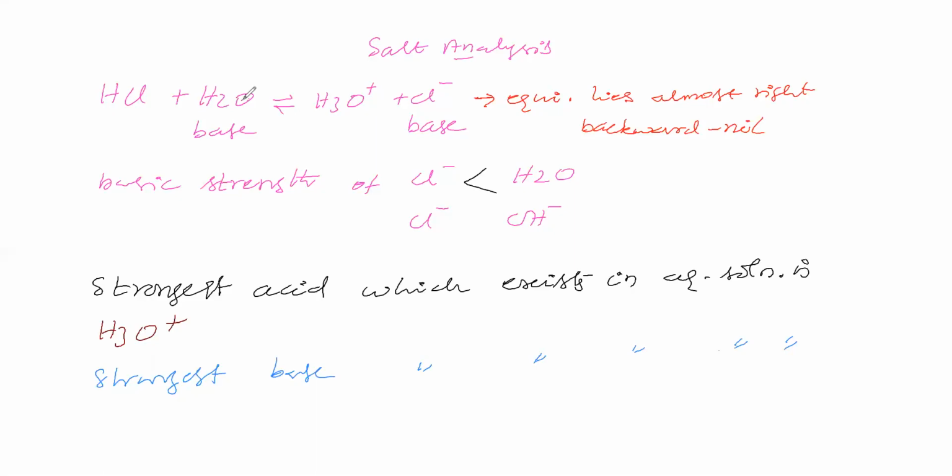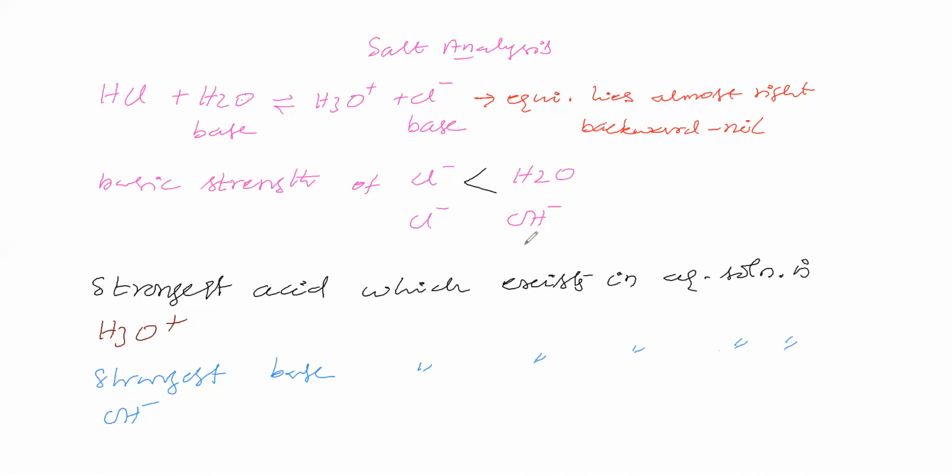So an example of a strong base is sodium hydroxide. If we dissolve it in water, it will exist as Na plus ions and OH minus ions. Potassium hydroxide will exist as K plus ions and OH minus ions. Like this, cesium hydroxide will exist as Cs plus ions and OH minus ions. Therefore, name the strongest base which exists in aqueous solution. So, OH minus.